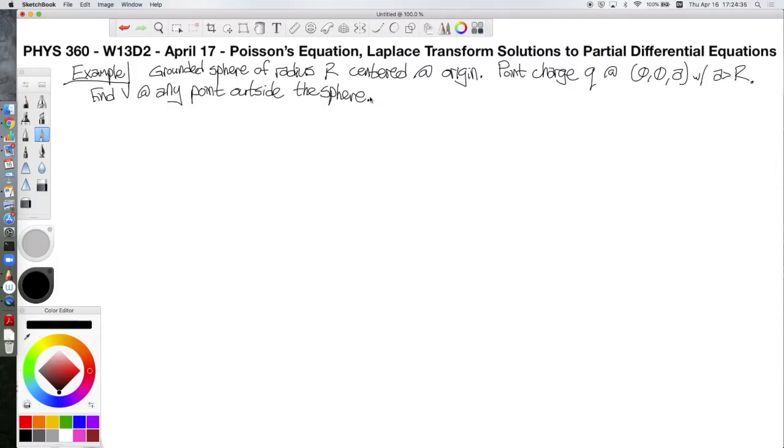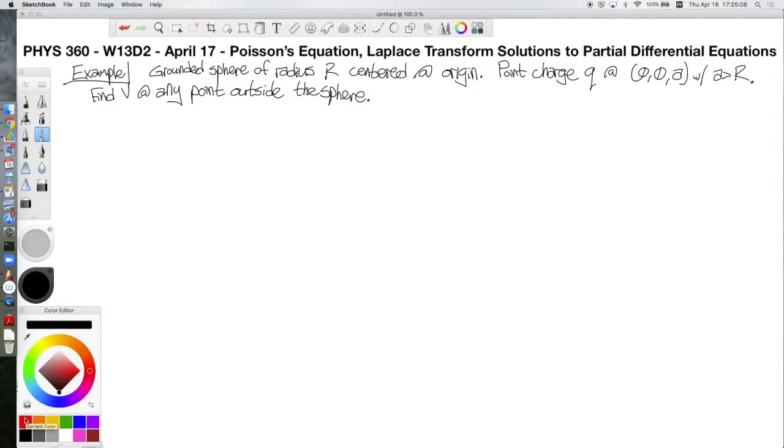Now, one thing we should do here is convince ourselves that this really is a situation where we need to use Poisson's equation rather than Laplace's equation. And since we're trying to find v at any point outside the sphere, we need to check whether there are any sources of electric potential outside the sphere, i.e. charges. And point Q is outside the sphere. So we are trying to find the potential in a region that does contain charges, that does contain sources of the potential we're trying to find, so we do need Poisson's equation.